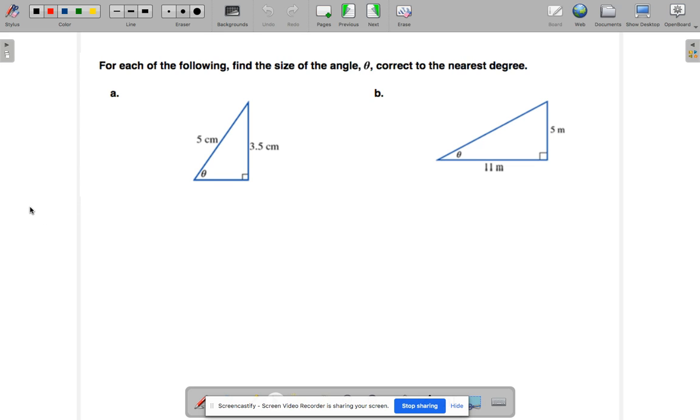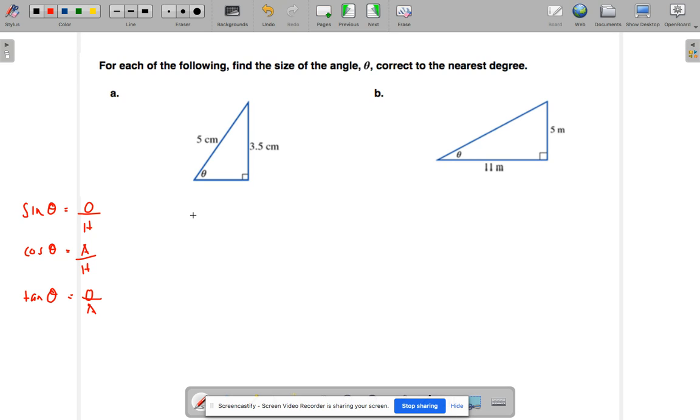Okay, so this time we're finding angles using trigonometry, and we recall our three ratios. So sine theta equals opposite over hypotenuse, cosine theta equals adjacent over hypotenuse, and tan theta equals opposite over adjacent. Okay, so similar to finding sides, we've got to look at what we're given here.